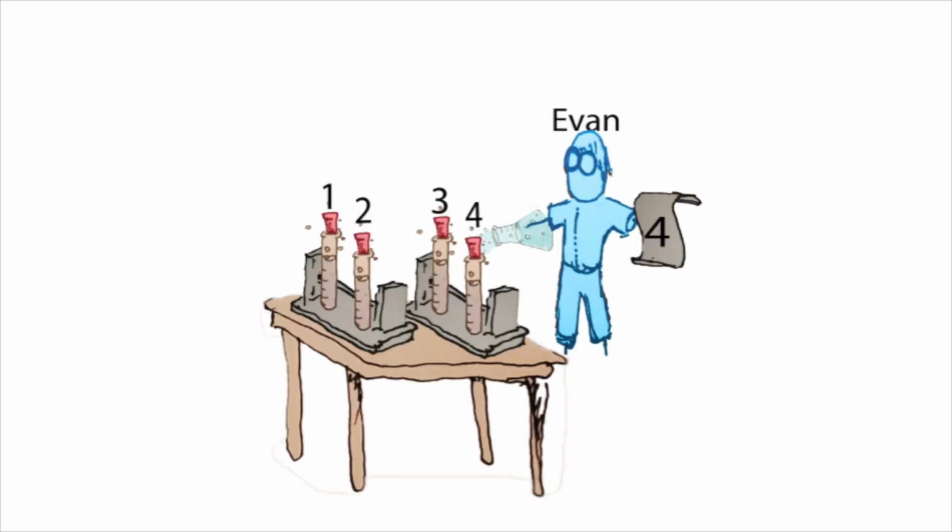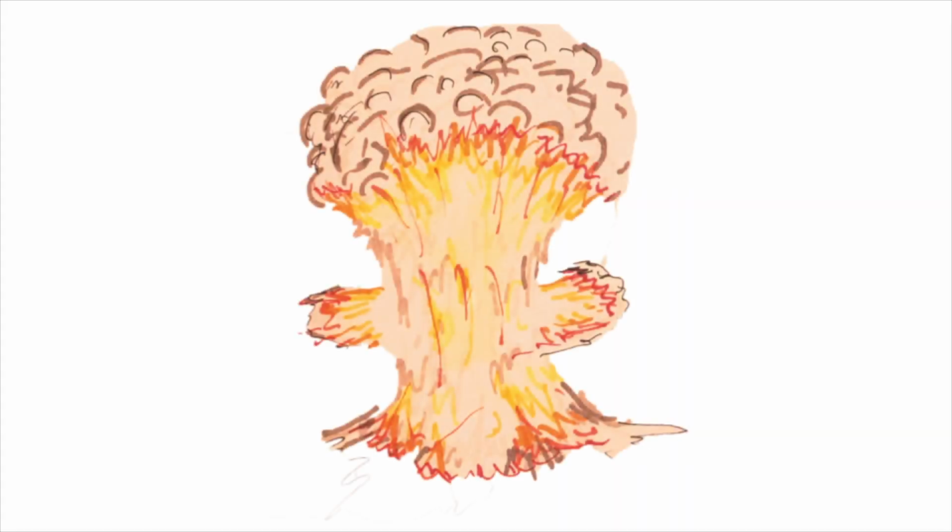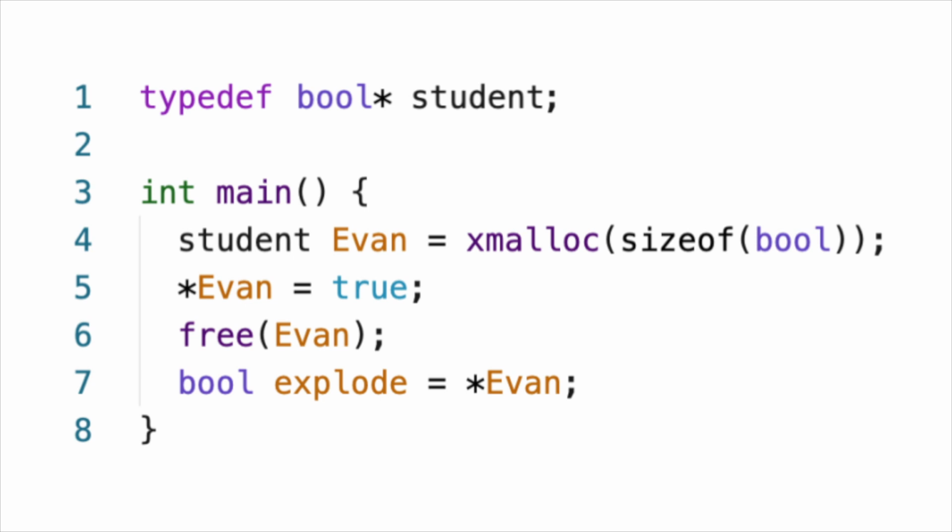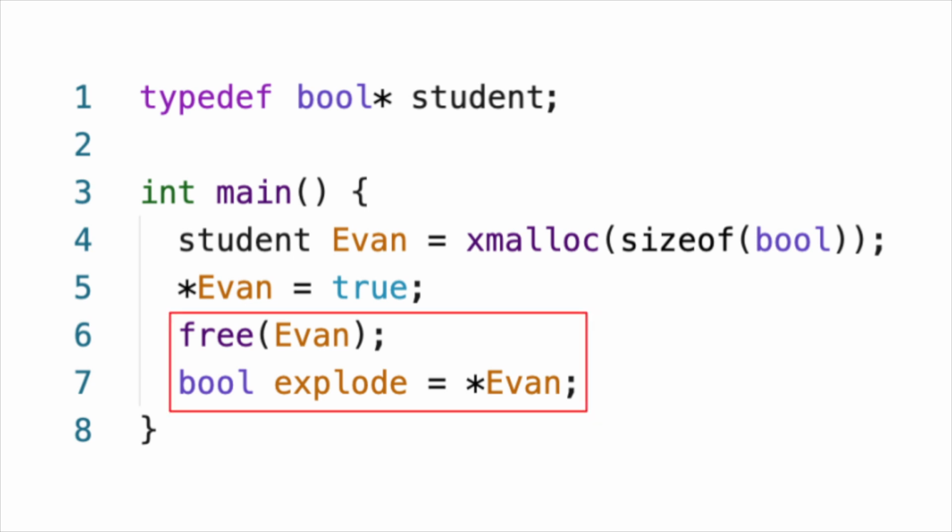If Evan were to use memory that has already been freed, that would be like trying to manipulate the contents inside a test tube with a cap on it. Since these caps are extremely reactive, wow. This code illustrates the scenario we just presented. When you use memory that's already been freed, you'll get undefined behavior. This also means that you shouldn't free any memory that you want to use later on.